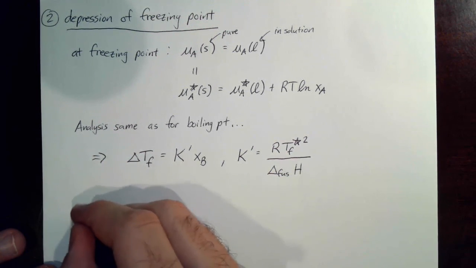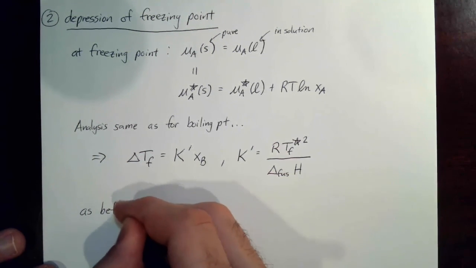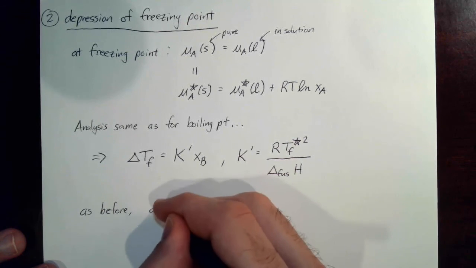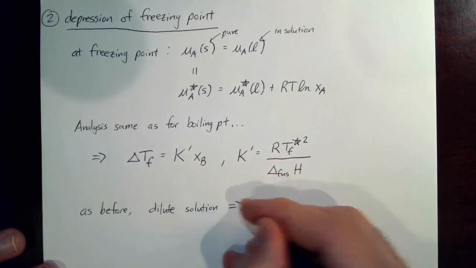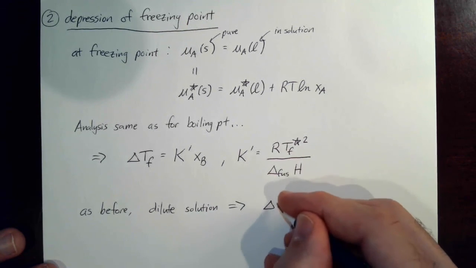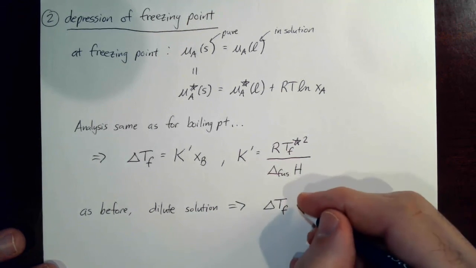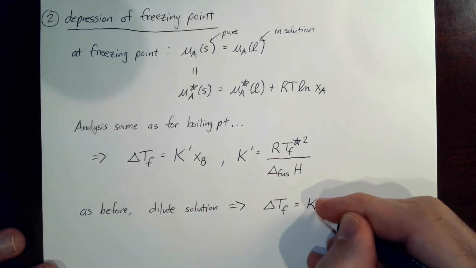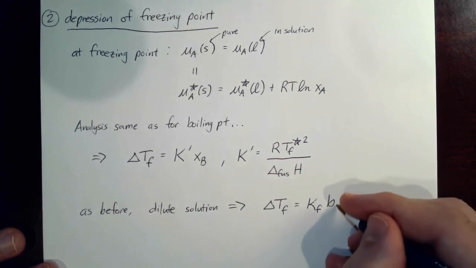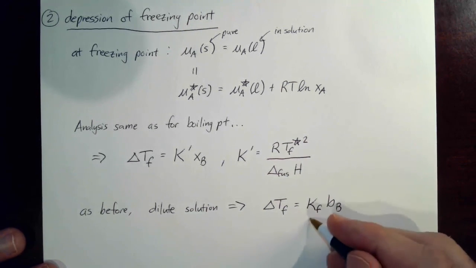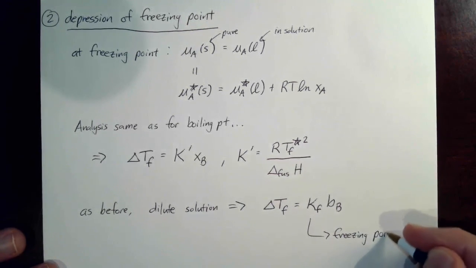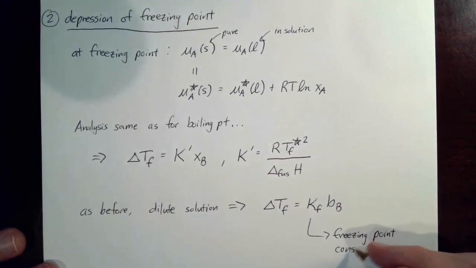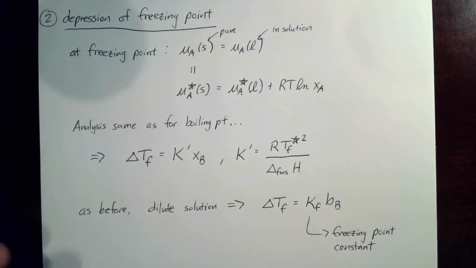And also, as before, if we have a dilute solution, then we can write this as the change in the freezing point is equal to this constant times the molality, where this constant now we're calling the freezing point constant. And this is another quantity that can be measured in the lab and tabulated. And you'll find a table of those values in your book.